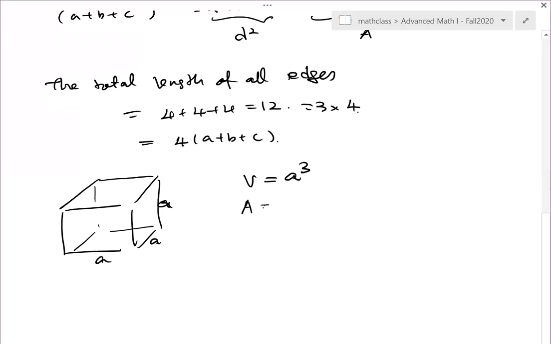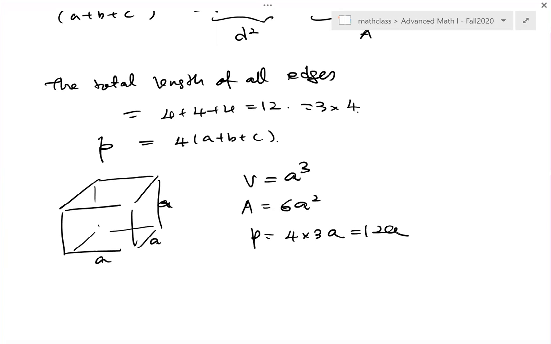The surface area, how many faces there? 6. 1, 2, 3, 4, 5, 6. So 6A squared. The total length of the edges, maybe I call the P, right? P is a parameter. So P is going to be 4 times 3A, so it's going to be 12A. Because the 12 edges there. Right?